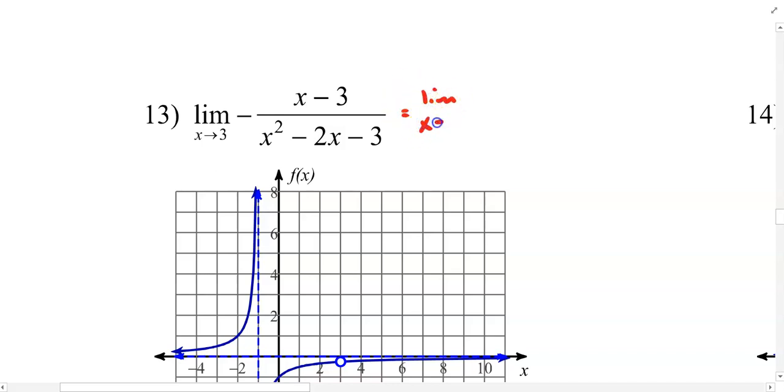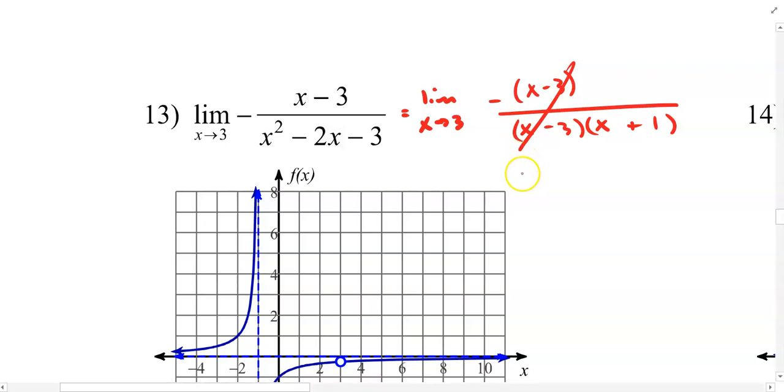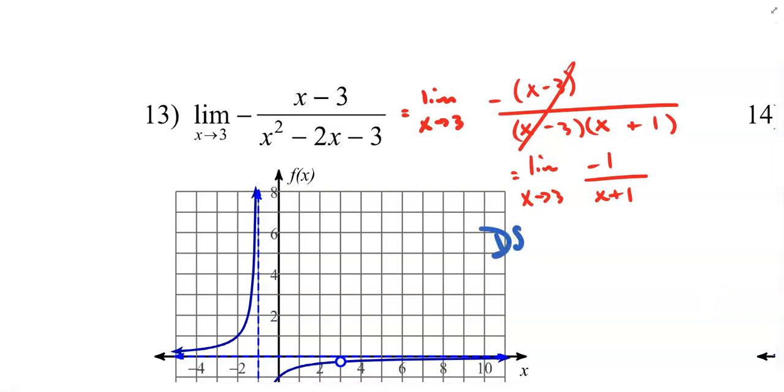So let's go ahead and recall that we do need to include this limit notation in order to be consistent. We have a minus sign and x minus 3 in the numerator. We have the denominator that I suspect can be factored. Let's go with x minus 3 and x plus 1. That looks like it'll FOIL back together to make this expression. Those will cancel. And we have the limit as x approaches 3 of -1 over x plus 1. And with direct substitution, we end up with -1 over 4.